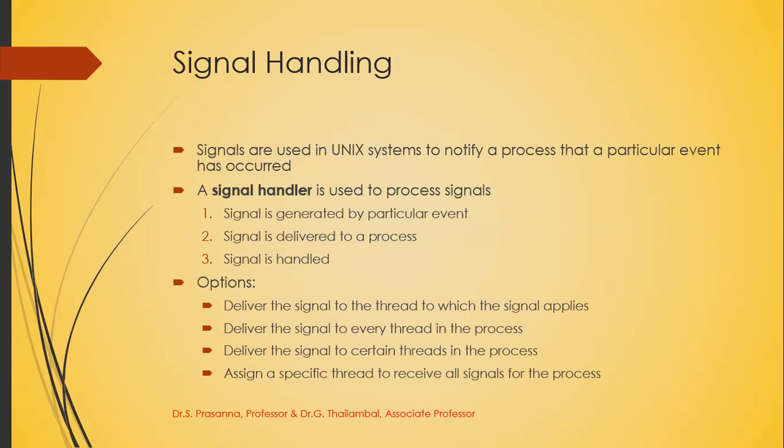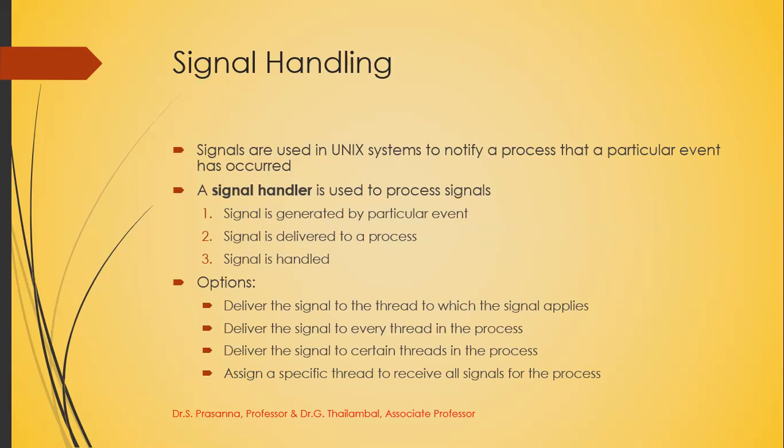What is signal handling? Signals are used in Unix systems to notify a process that a particular event has occurred. A signal handler is used to process the signals. A signal is generated by a particular event, it is delivered to a process, and the signal will be handled.